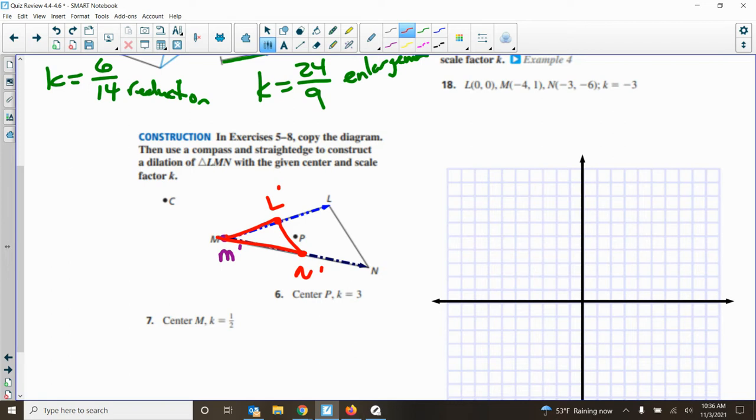Everything's being pulled towards M since K is less than 1. If K were greater than 1, everything would be going away from M. You'd be expanding from M, but in this case, you're contracting towards M is the idea.